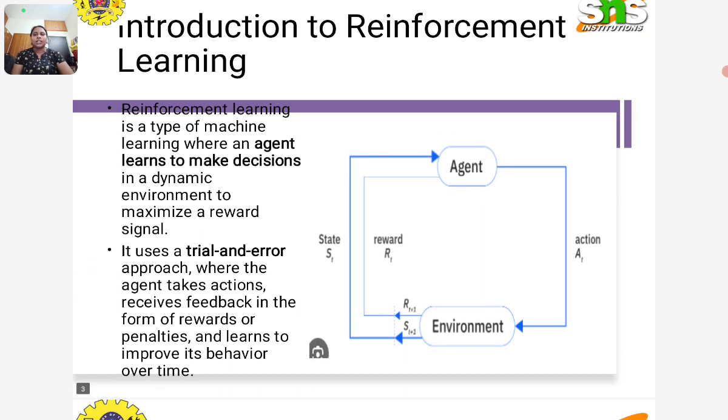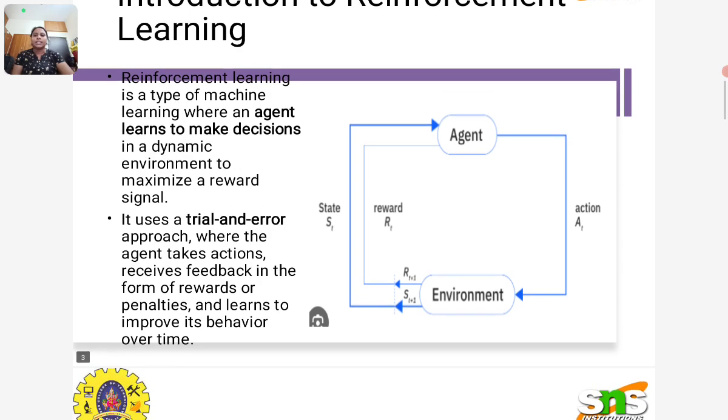And the introduction: reinforcement learning is a type of machine learning where an agent learns to make decisions in a virtual environment. That is, reinforcement learning is a basic thing. We have to create one virtual environment to train the model based on the desired outcome. It uses a trial and error approach, where the agent takes actions, receives feedback in the form of rewards or penalties, and learns to improve its behavior over time.